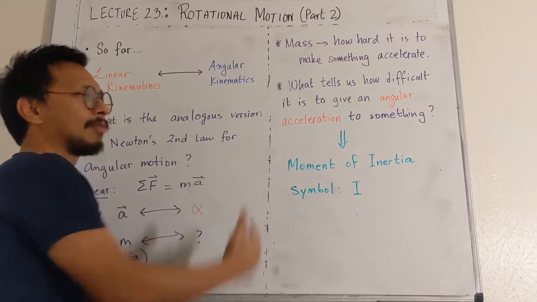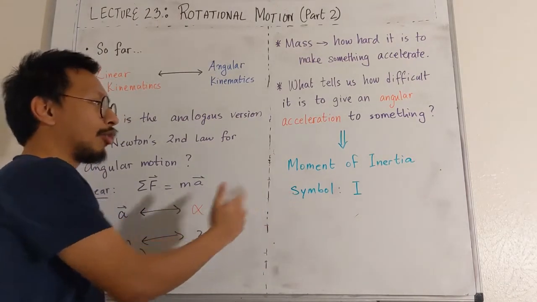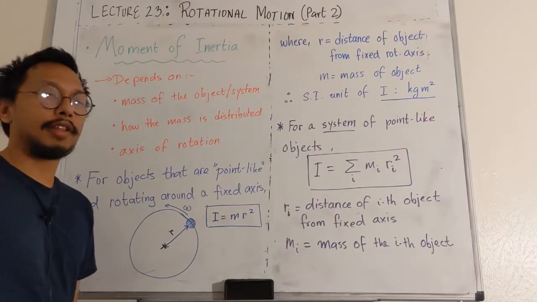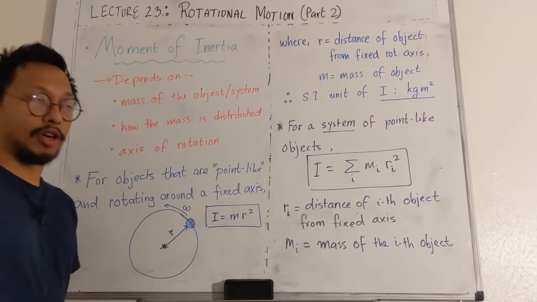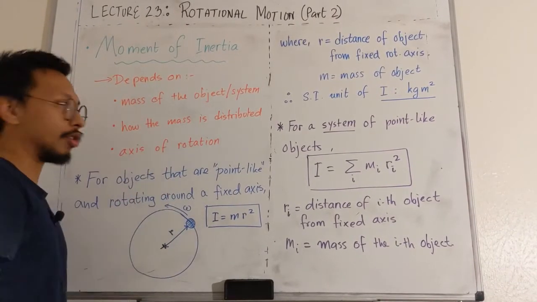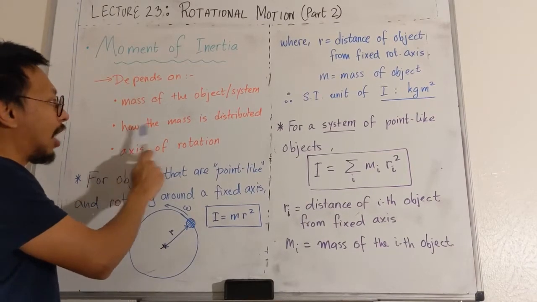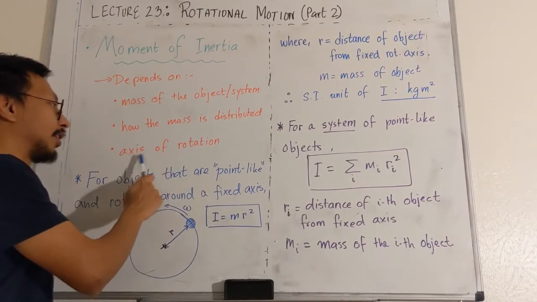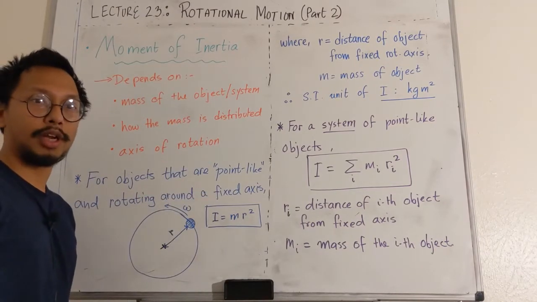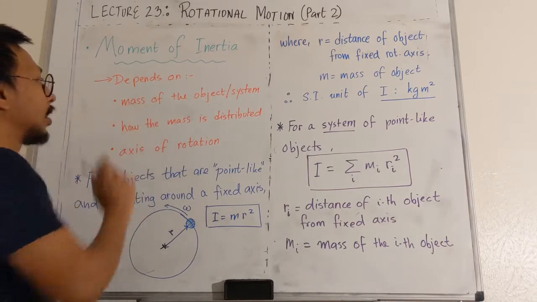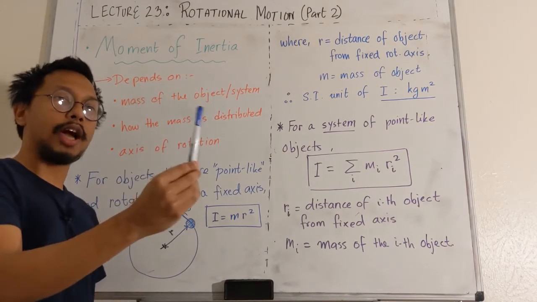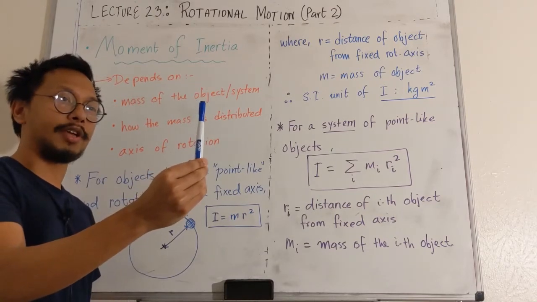Now, what is moment of inertia, and how do we calculate moment of inertia? That's the next question to ask. Let's look at the concept of moment of inertia a little bit more deeply. Moment of inertia is said to depend on the mass of the object or the system you're looking at, how that mass is distributed, and the axis of rotation around which the object or the system is rotating or trying to rotate.